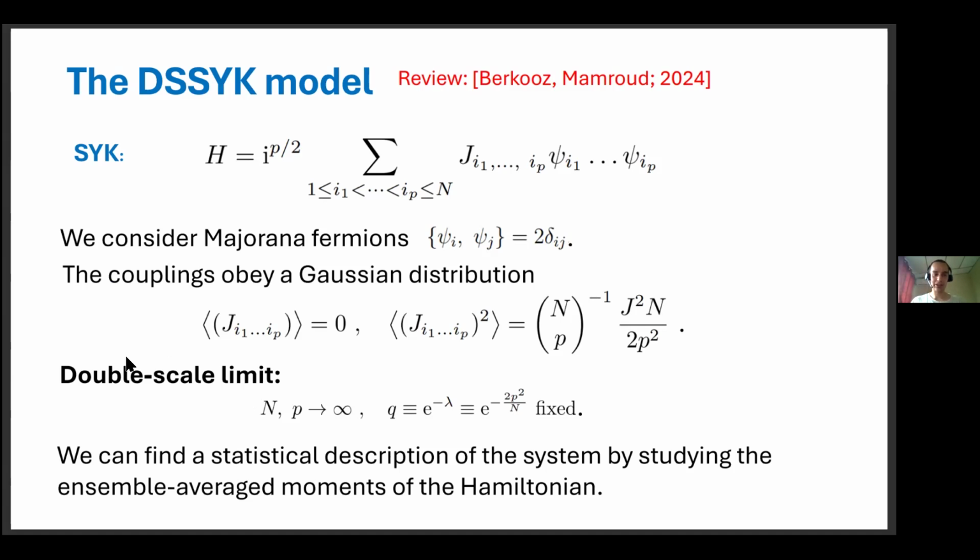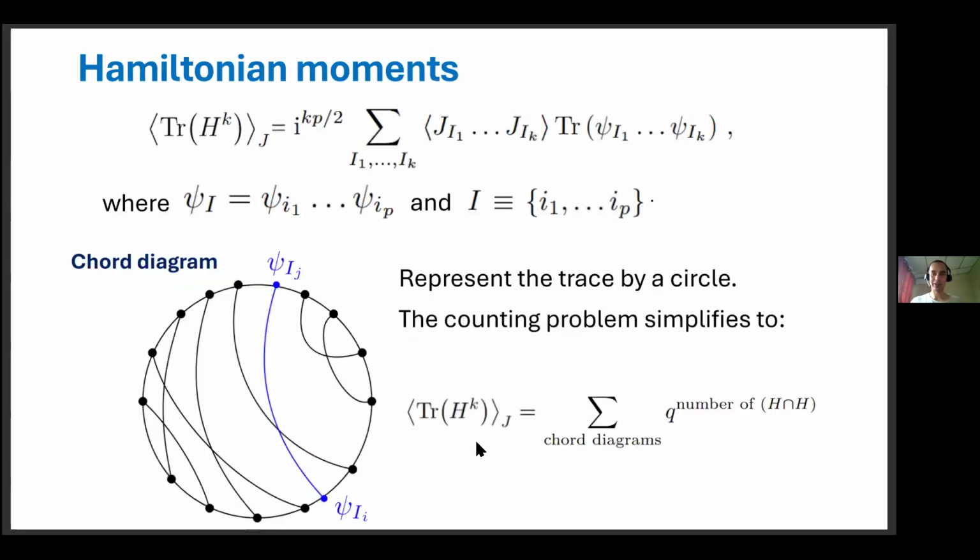In the so-called double scaling limit, you take the number of fermions and the all-to-all interactions to infinity, but you keep a certain ratio between them fixed. Given this limit, you can have a statistical description of the system when you study quantities like ensemble average moments of the Hamiltonian. There are other interesting observables that I will not have time to discuss. These are the particular ones that we care about for the moment.